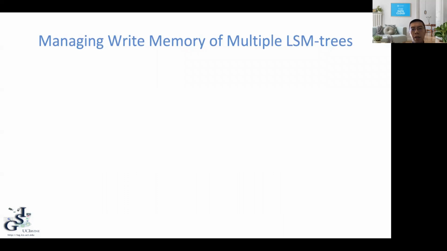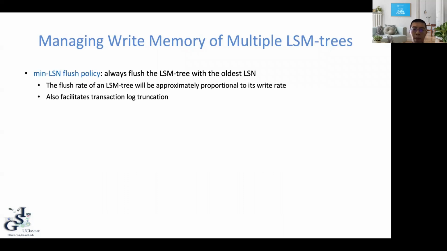Now let's consider some alternative flush policies to manage the write memory of multiple LSM-trees. The first intuitive flush policy is basically the min-LSN policy. We always flush the LSM-tree with the oldest LSN.